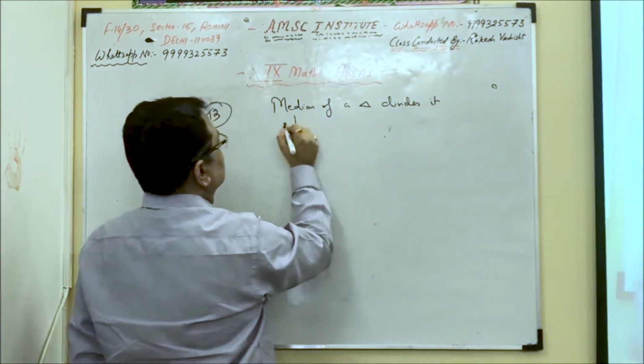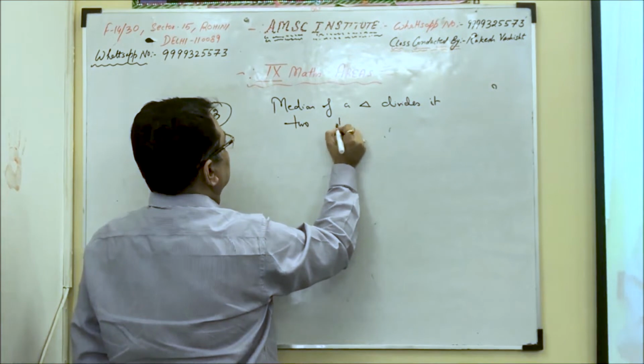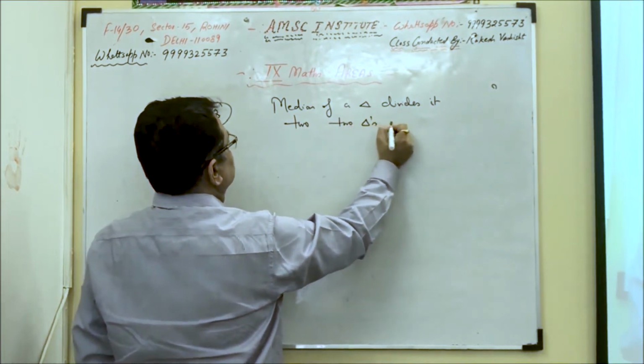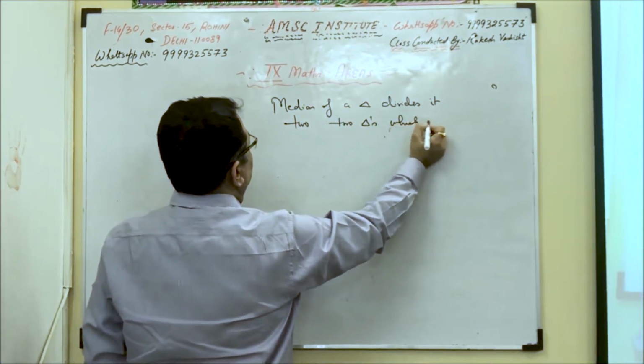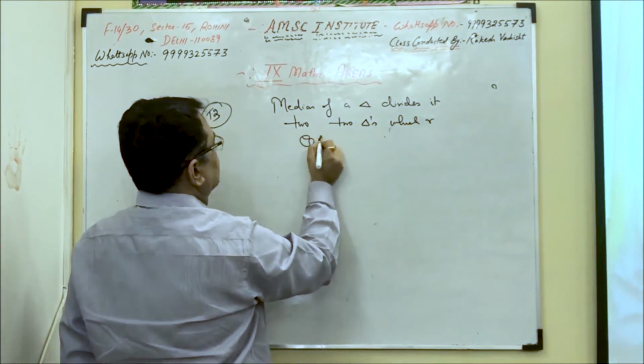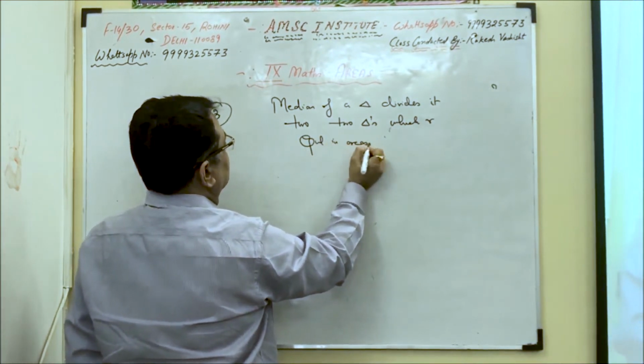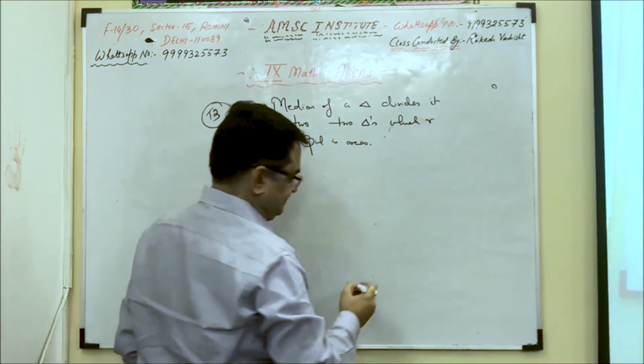Divides it into two triangles which are equal in areas, right?